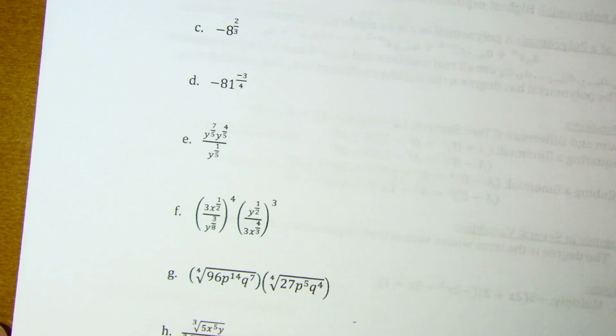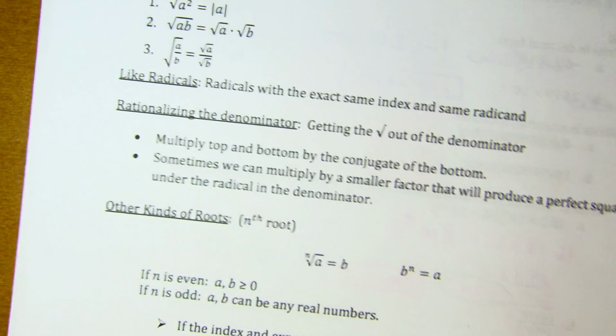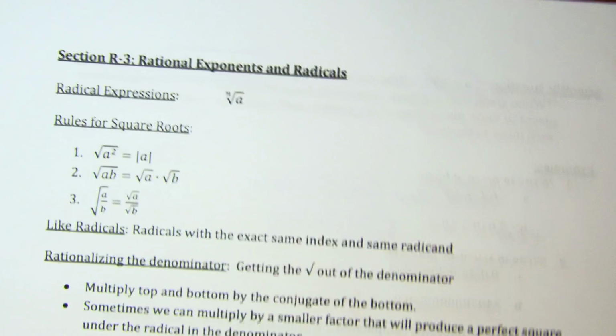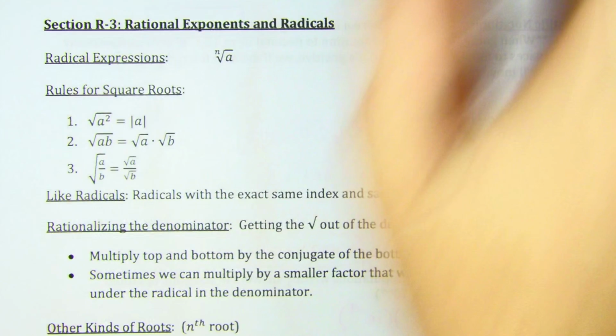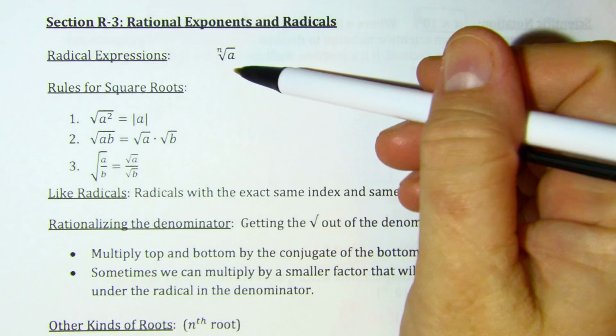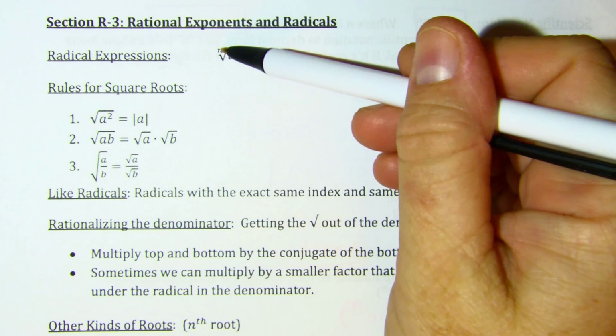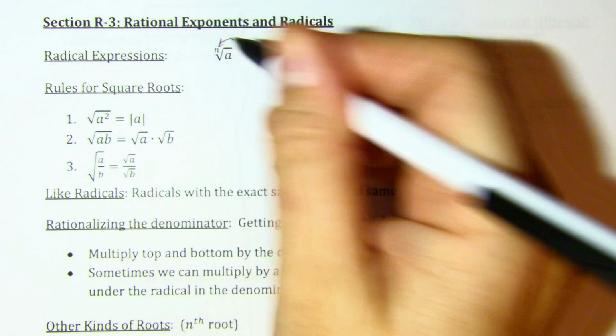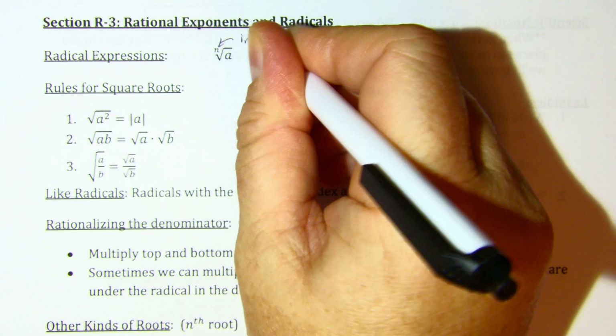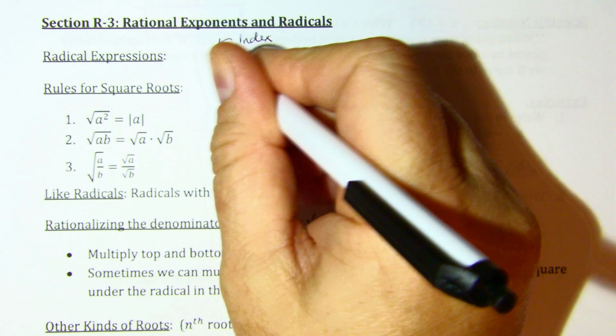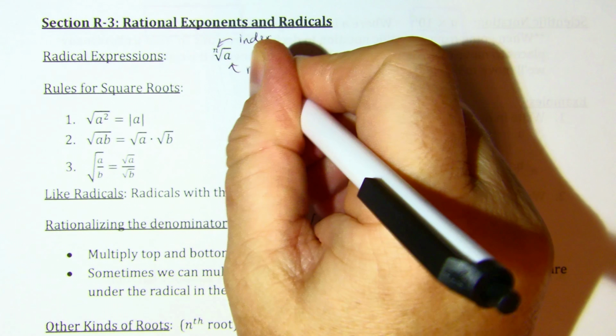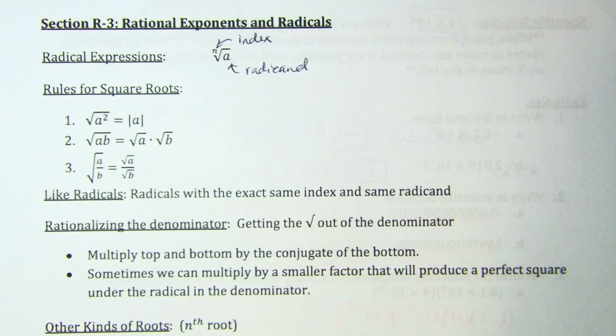And actually, now we're going to be looking at rational exponents and radicals. If I have a radical, this little part here, this n, whatever type of root it is, is called the index. And the number inside is called the radicand. And so here's some rules for square roots.